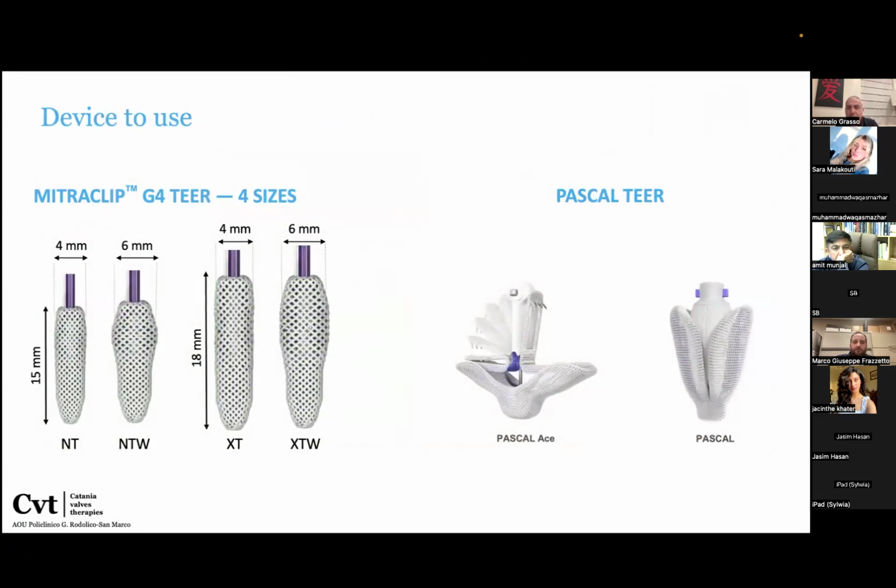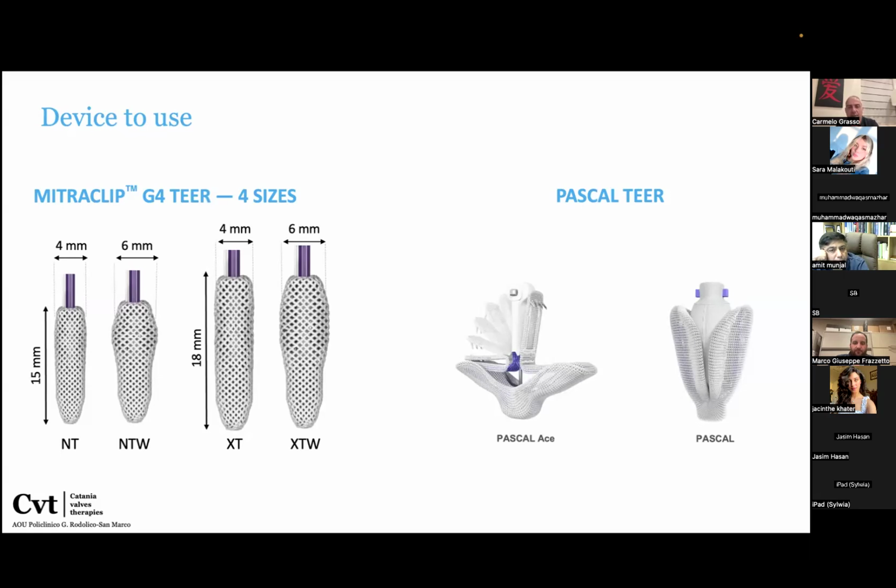So which are the devices that we have for transcatheter edge-to-edge repair? We have the MitraClip. We are now with the G4, generation 4, and it comes in 4 sizes. We have the shorter one and the longest one that are called respectively NT and XT, and both lengths come with a wider clip that is called with a W in the name. So we have the NT wide and the XT wide.